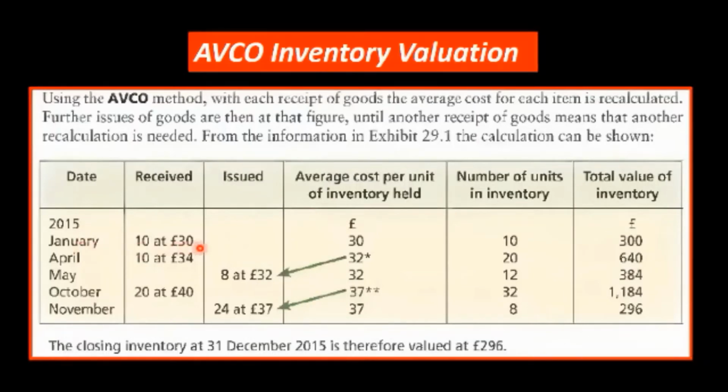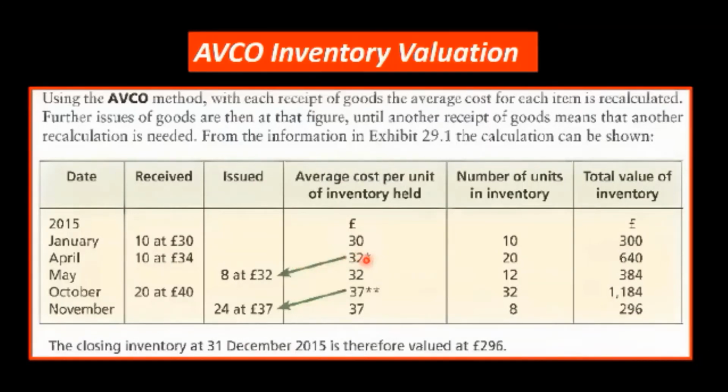In January we buy 10 at 30, so our total cost would be 300, and we divide it by the number of units, 10, and we get the average cost of 30. In April we buy another 10 at 34. That's 340, and this 300 here gives us a total of 640. So we have 20 units. We divide the 640 by 20, and we get $32 per unit. Okay, that is the average cost.